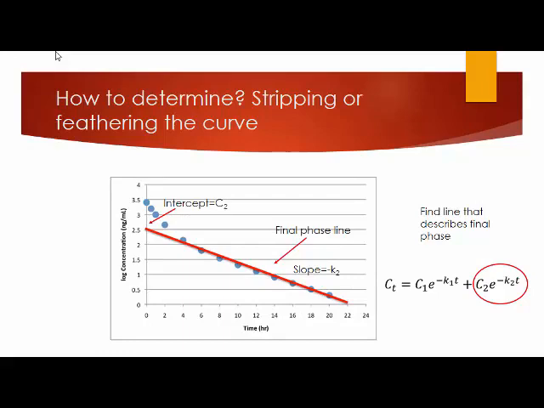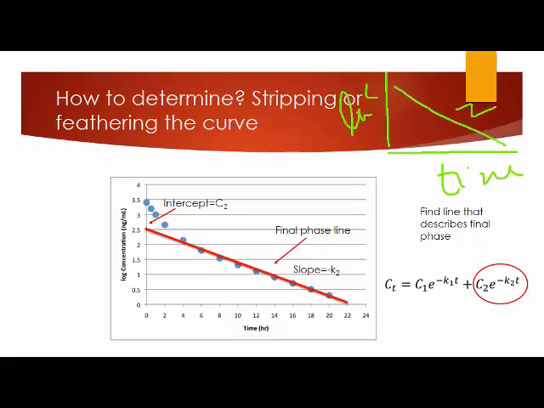Okay, so now we're going to be talking about how we actually determine these macro constants, which we can then determine our micro constants from, or we can determine our volumes and everything else we need to know. Well, how we do that normally is, if we just have one compartment, we plot our natural log concentration versus time.